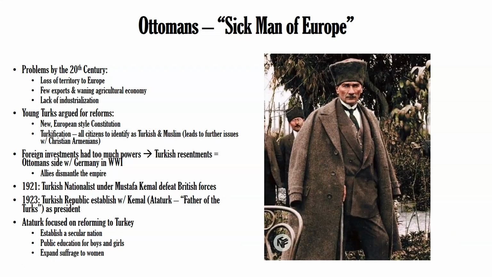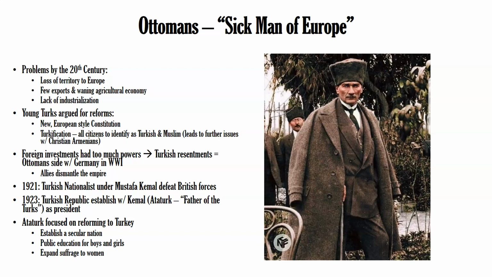All right, so now on to the Ottomans, our old friend, the sick man of Europe. We already know the problems that they're having, but by the 20th century, they're losing territory to Europe, whether it's European powers taking territory and adding it to their empires, or new countries coming up and gaining independence.